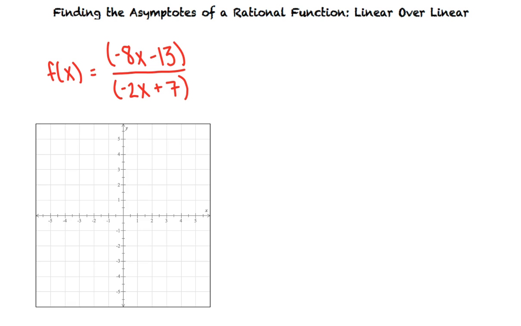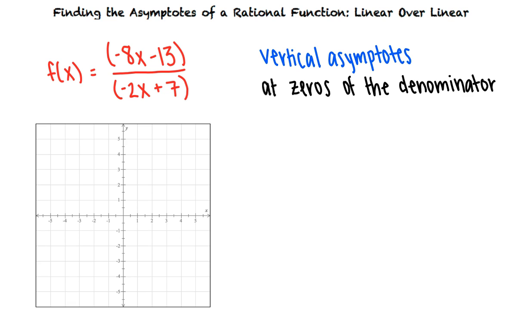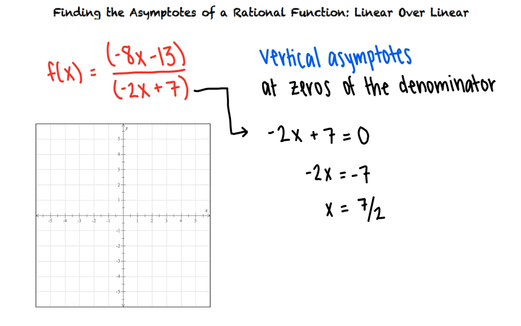of x equals negative 8x minus 13 divided by negative 2x plus 7. We first notice that the function is in its simplest form. When this is the case, the function will have vertical asymptotes at zeros of the denominator. Okay, so do we set the denominator equal to 0 and solve for x? Exactly. We can set negative 2x plus 7 equal to 0, and when we solve for x, we see that x equals 7 halves. This means that there's one vertical asymptote at the line x equals 7 halves.